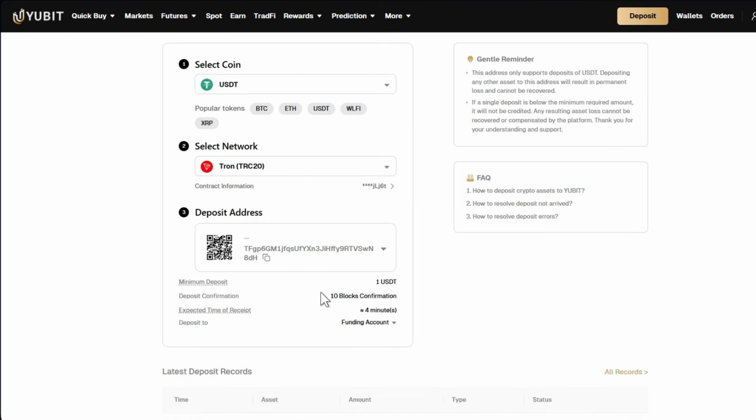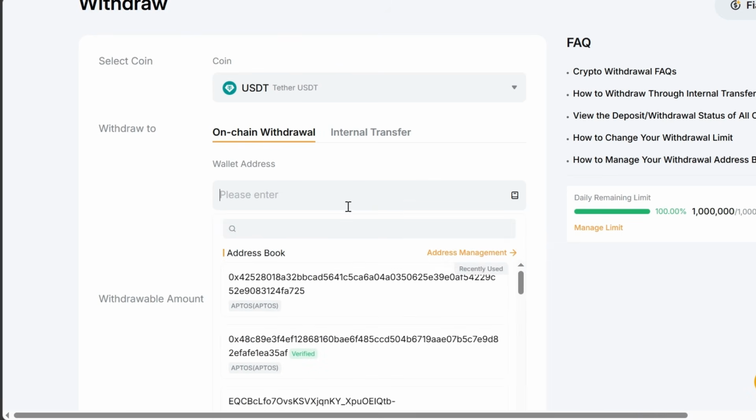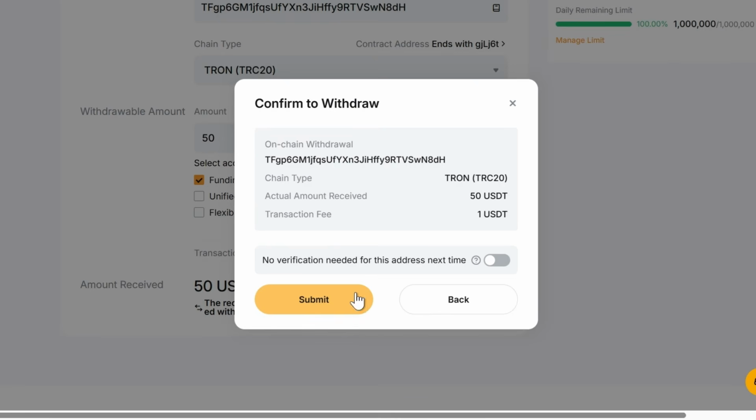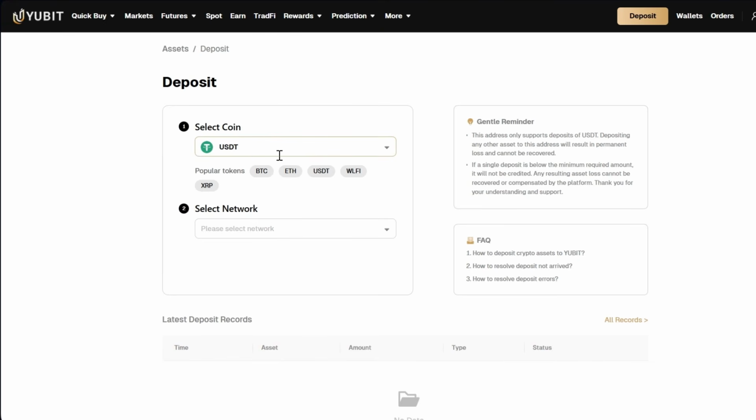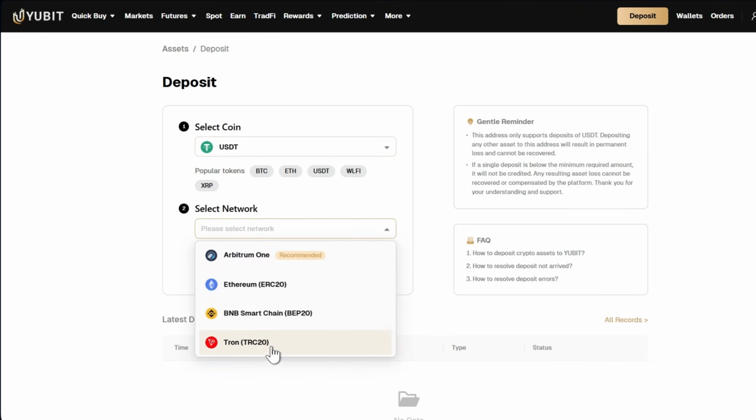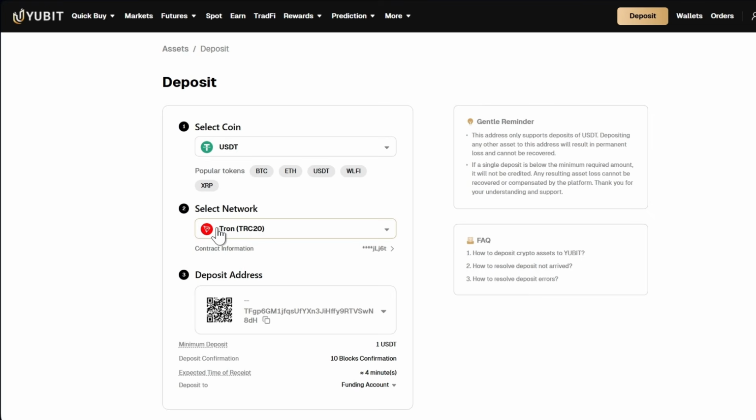You'll then see your personal deposit address. Copy it carefully. Go to your current exchange or wallet. Paste the address and send your funds. Always send a small test amount first, maybe $10 to $20, just to confirm everything arrives correctly before sending the full amount. This is very important. Sending on the wrong network can mean losing your funds.